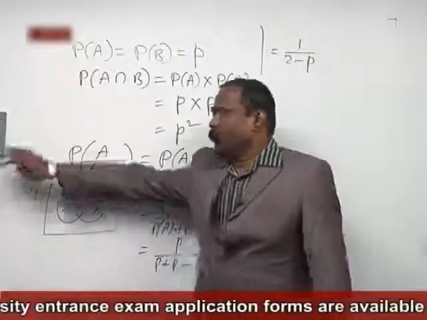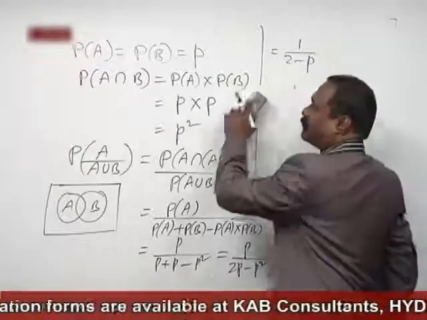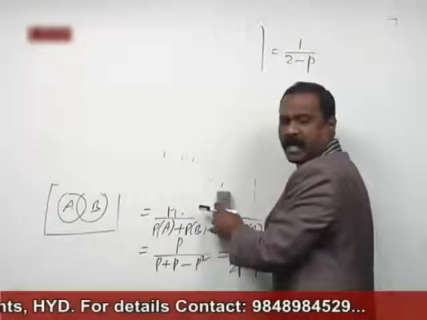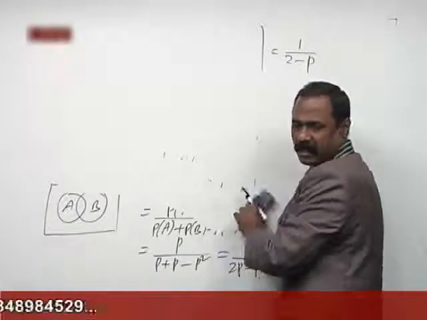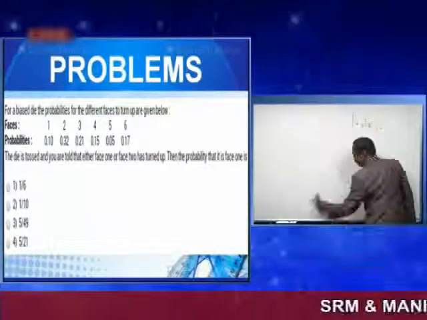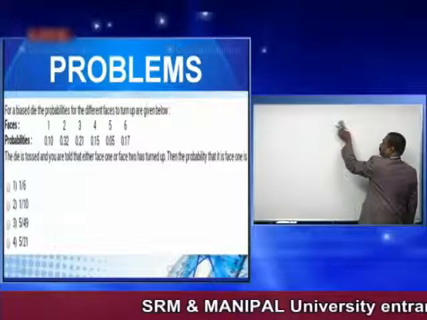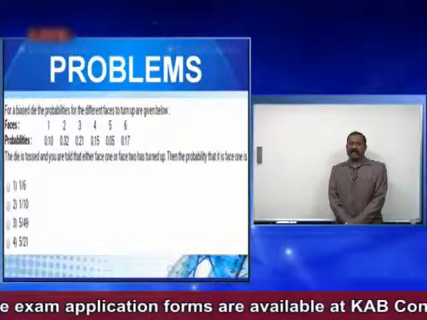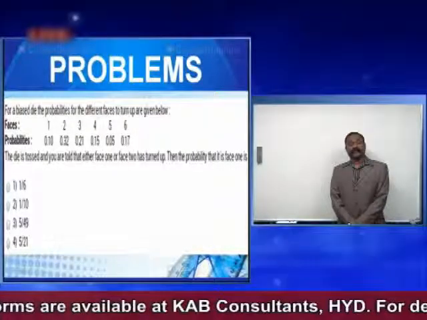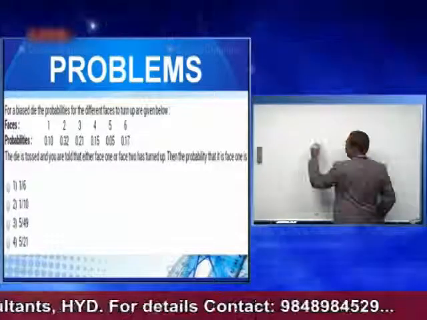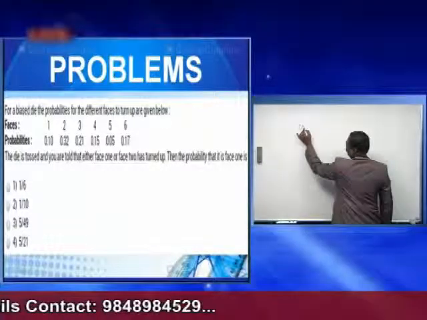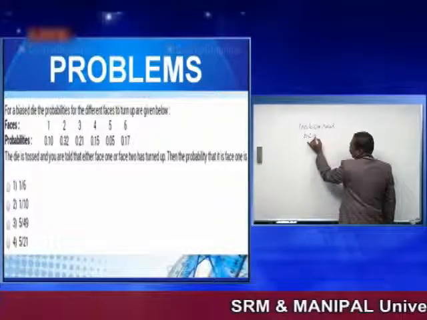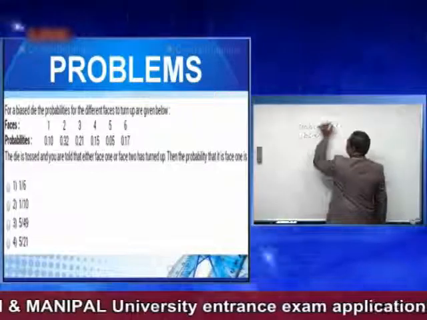Now if you see this problem carefully, for a biased die, the probabilities for the different faces to turn up are given below. What is the meaning of a biased die? What is an unbiased die? Already explained to you. What is the meaning of an unbiased die?